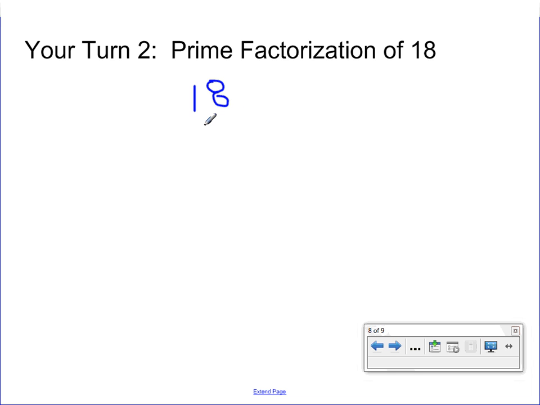There's a couple different ways you could go. You could have gone 2 and 9. And if you did that, you found that 2 is a prime number. 9 is not. 9 can be factored as 3 times 3, which are both prime numbers. So you end up with 2 times 3 times 3, and that is 18. 2 times 3 is 6, 6 times 3 is 18.